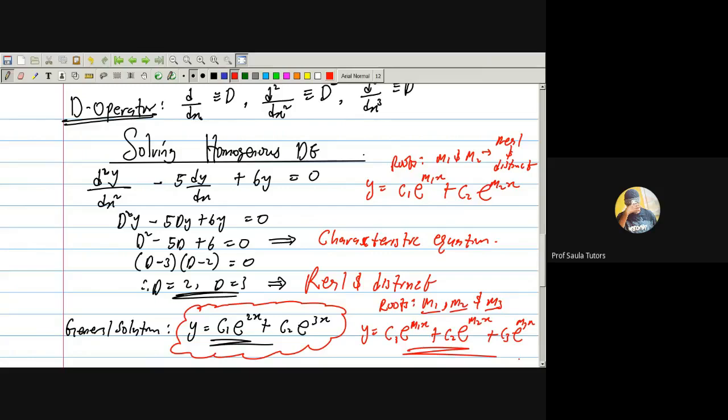You know that if we solve the equation, we can get real and distinct roots, we can get equal roots, we can get complex roots. I will give you all the cases here.